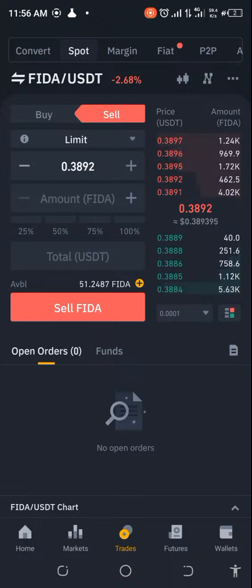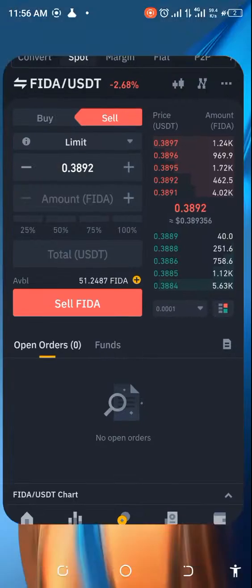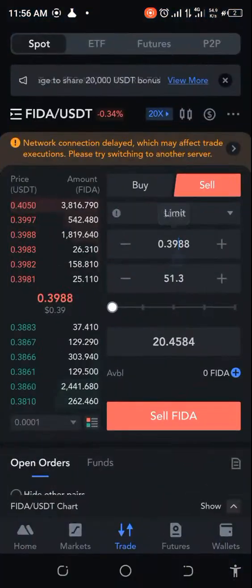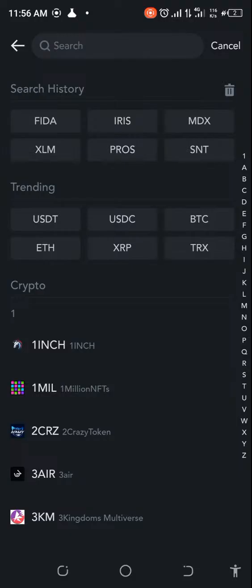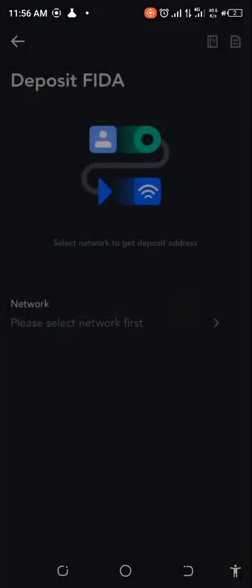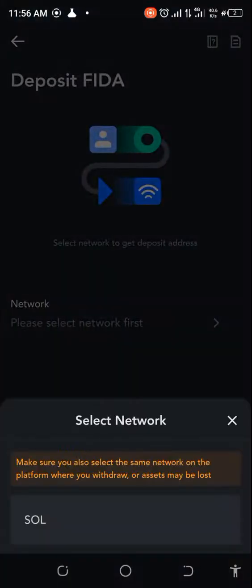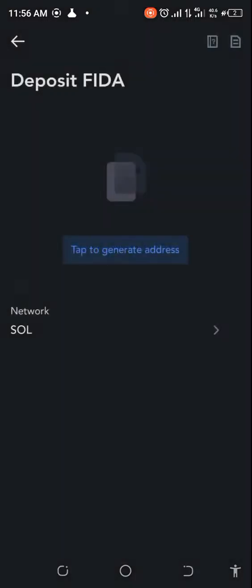All right, so next up is that we want to quickly send this over to Mexi. Here we're going to deposit it. So what are we doing here? We want to deposit the FIDA, and the network is Solana.